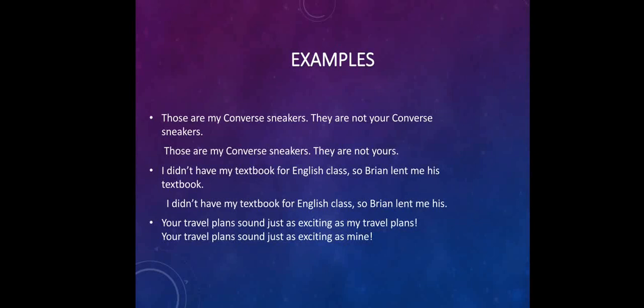Examples. Now I will just read the first example and I want you to note down the other two. Those are my Converse sneakers. They are not your Converse sneakers. Repetition is there. Now if I convert it by using the absolute pronoun, those are my Converse sneakers. They are not yours. Now in both cases, those are my Converse. My Converse is the weak possessive pronoun, or the possessive adjective. In the second one, they are not yours. Yours is the absolute possessive.